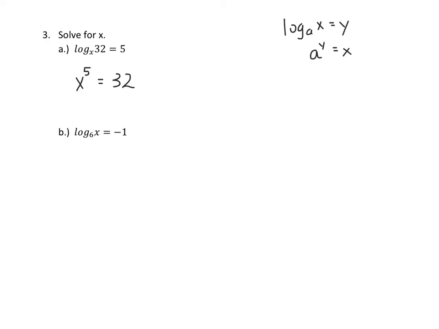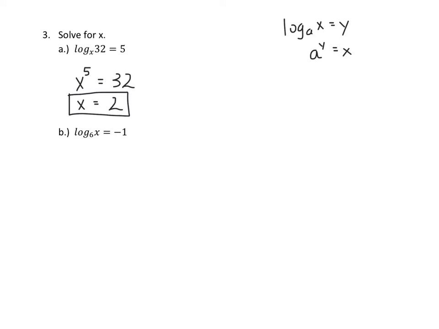So now we can mentally solve this if we think about it. We're looking for what x value raised to the 5th power gives us 32. And the answer is 2. 2 to the 5th power gives us 32. So that's our answer for part A.